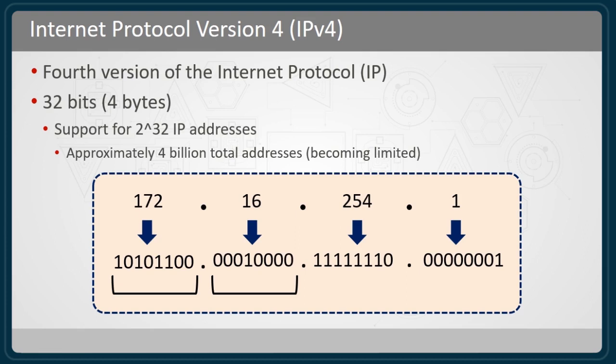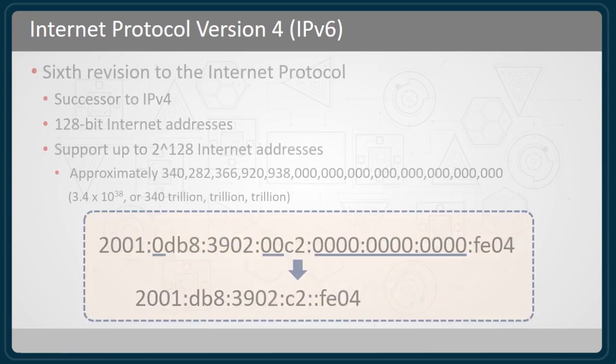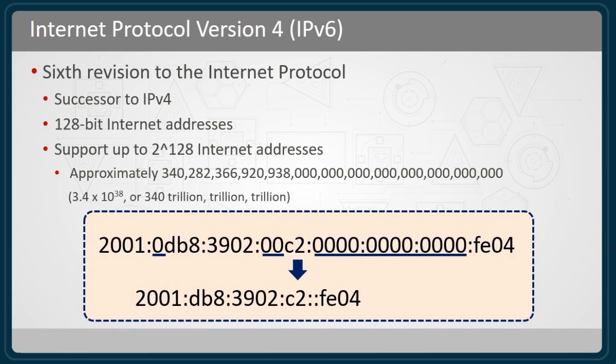But with 32 bits of 2 possible values, 1 and 0, it gives you 2 to the power of 32 possible addresses, which is approximately 4 billion, which might seem like a lot, but in fact, that is becoming limited with the number of devices that are on the internet these days. Hence, IP version 6 has come out and is the successor to IP version 4.